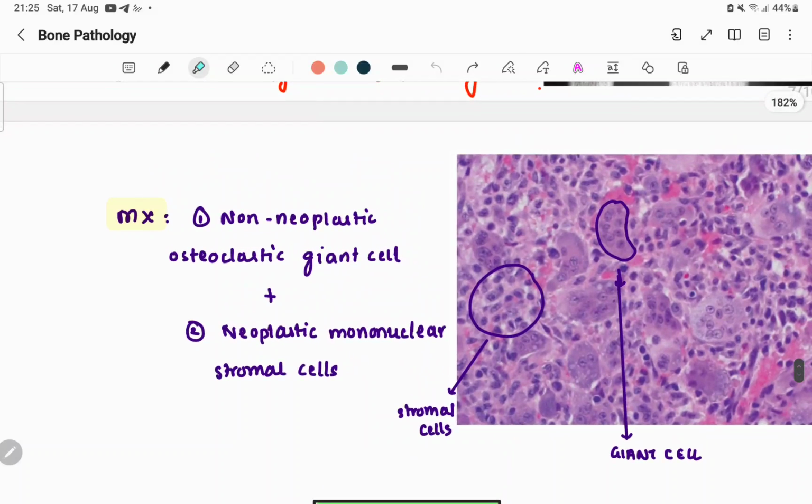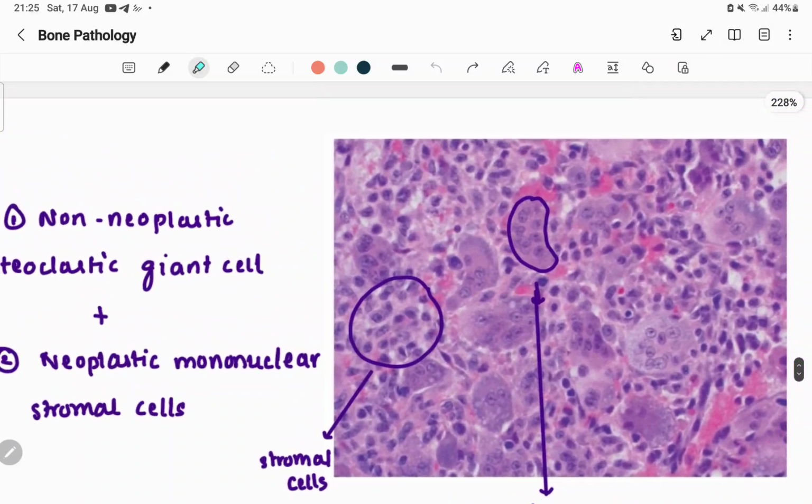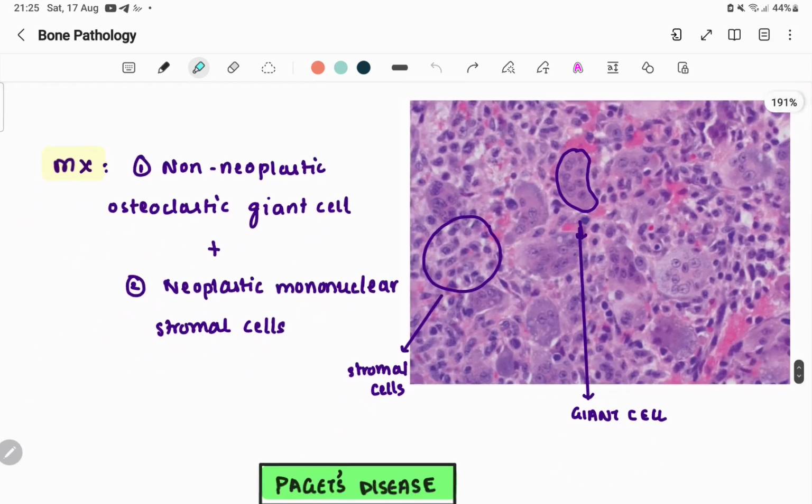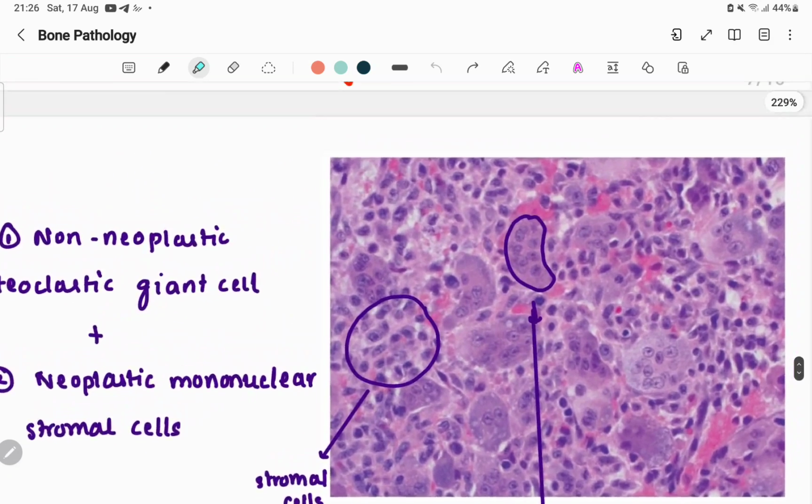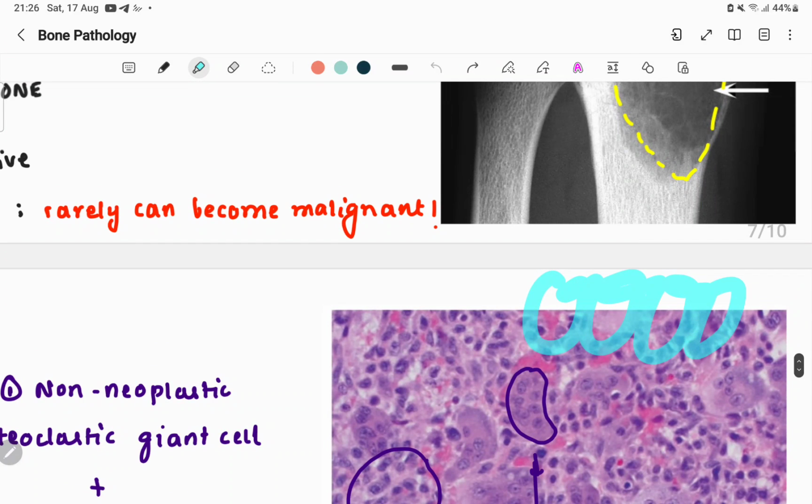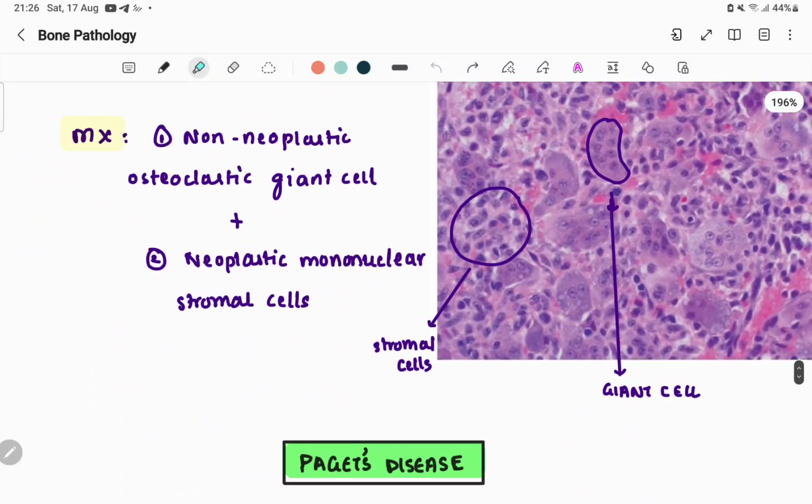What is microscopy? Non-neoplastic osteoclastic giant cells. Giant cell tumor means there will be giant cells. You know the giant cells from general pathology. A cell with multiple nuclei is called a giant cell. How is it formed? The Th2 activation of the macrophages, due to which the macrophages will start to aggregate. And there are neoplastic mononuclear stromal cells. These are the stromal cells which are associated with this.